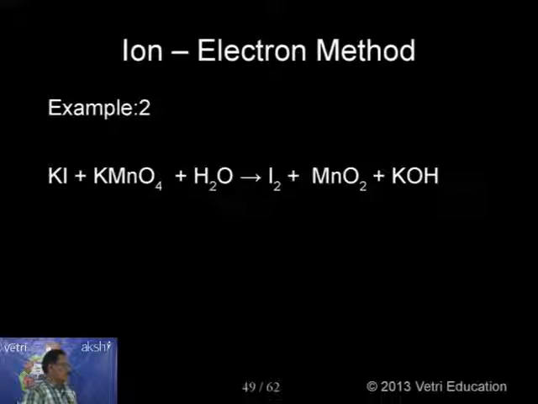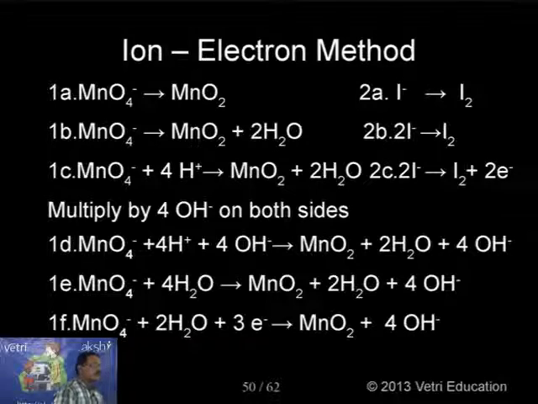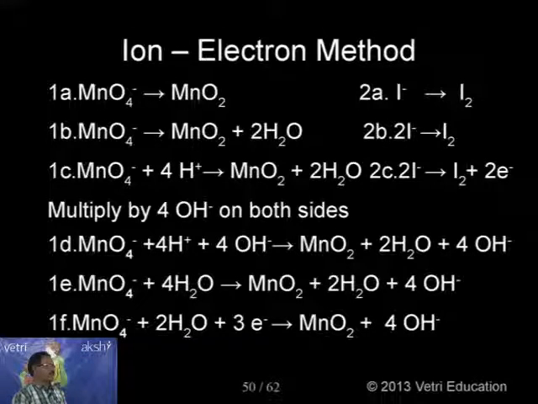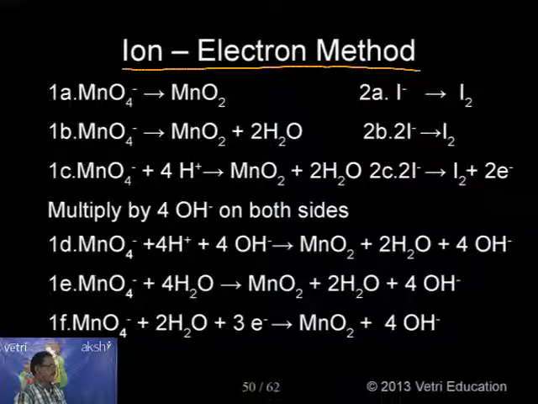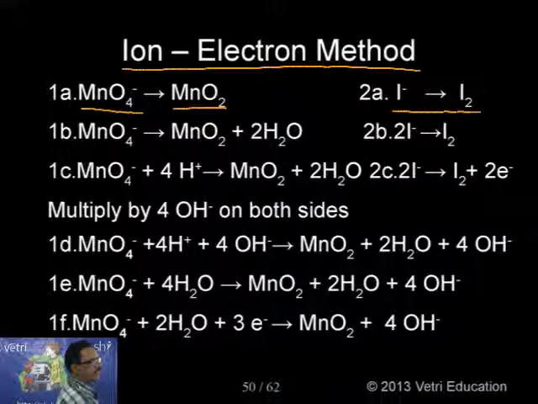So here, let me show you example 2, but I am not going to explain it stepwise. I will give the consolidated overall steps, because I have already explained them. Ion electron method. Here we are using MnO4 minus on the left hand side, and MnO2 on the other side, and I minus going to I2. So these are the corresponding two half reactions that we are going to use.